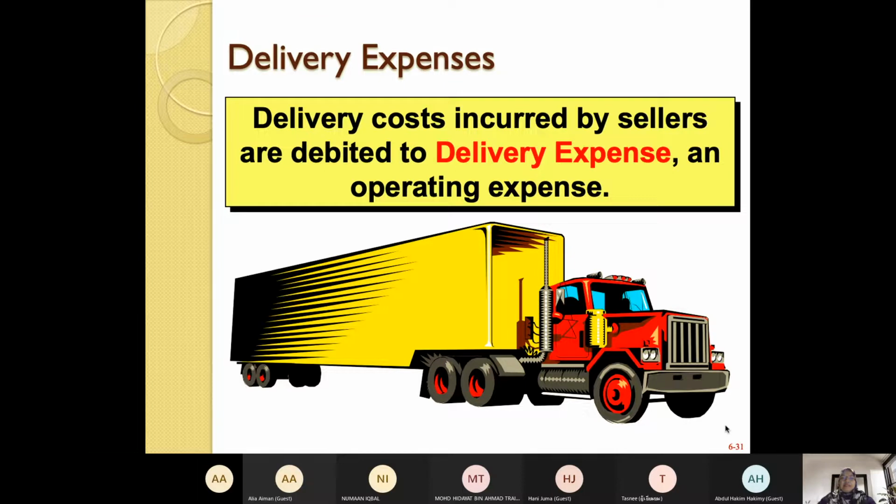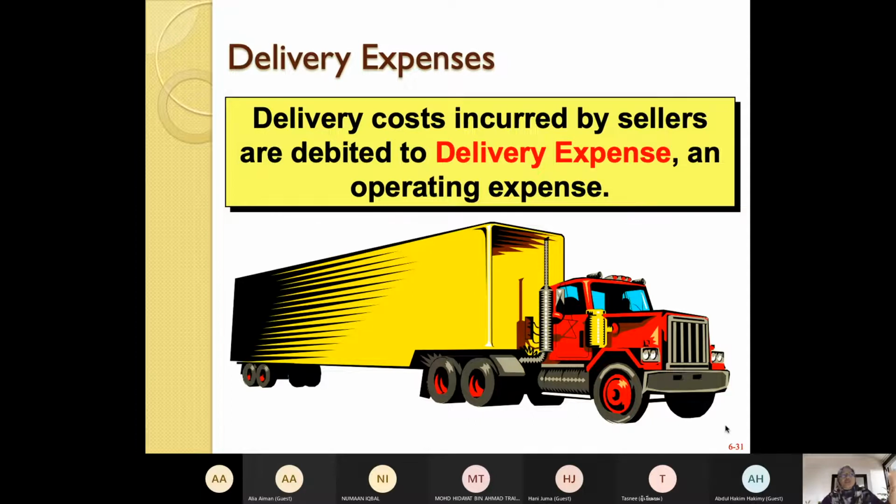Delivery costs incurred by seller are debited to delivery expense. So the difference is, when you purchase, your transportation cost will be added to the cost of the asset or the inventory. But when you make sales, the delivery expenditure will be part of operating expense. So you do not add your delivery expenditure into the sales. It will be your operating expenses.